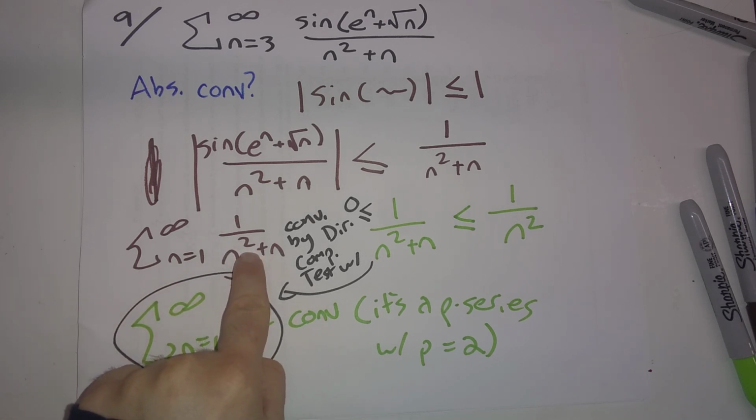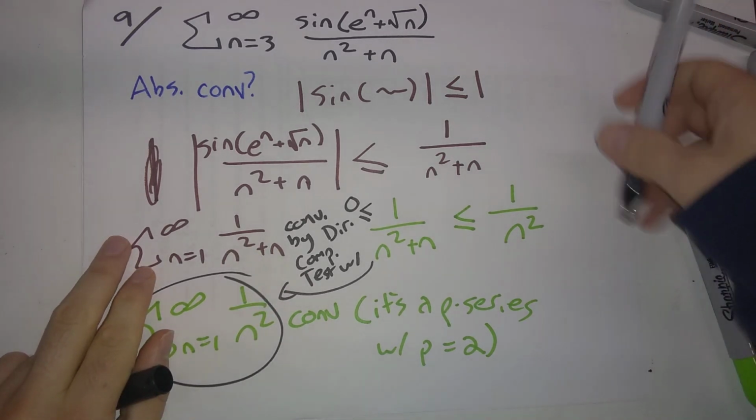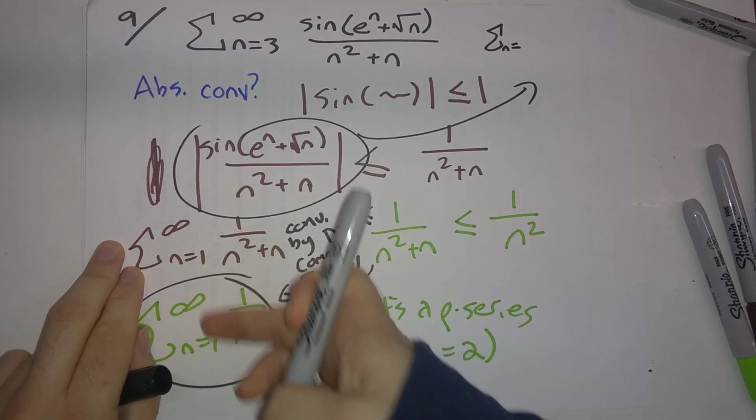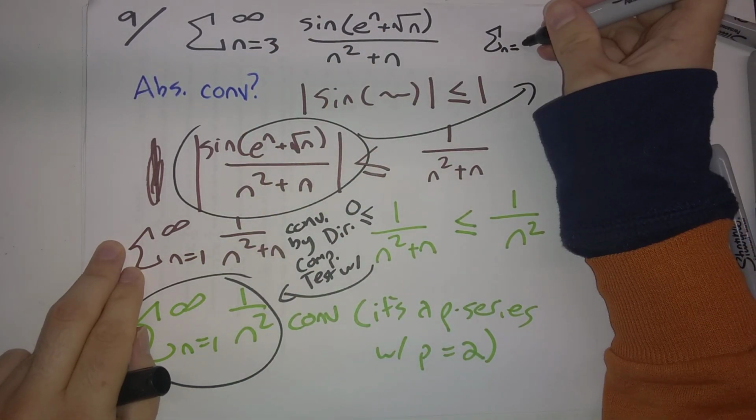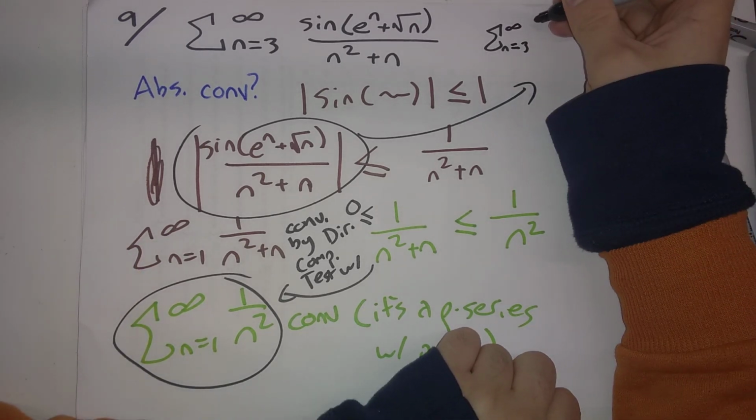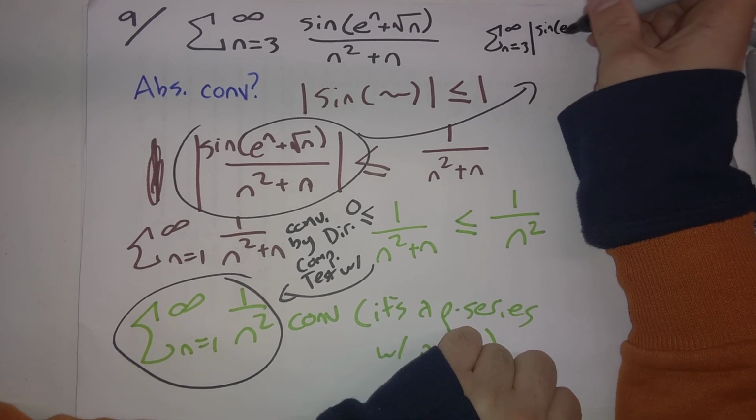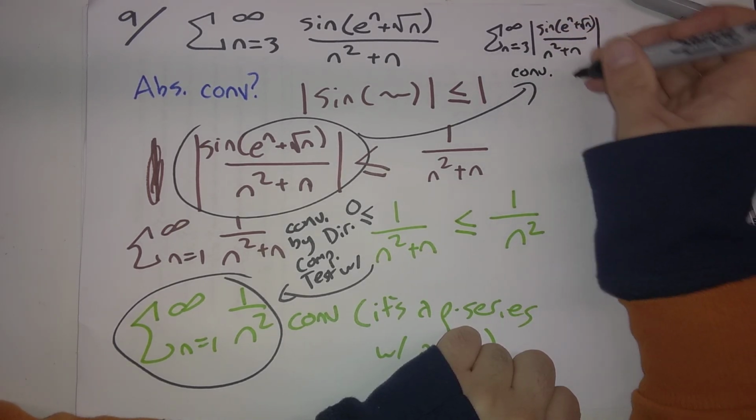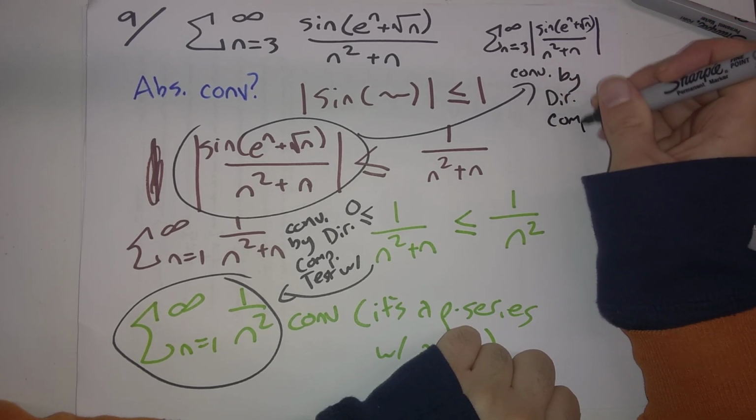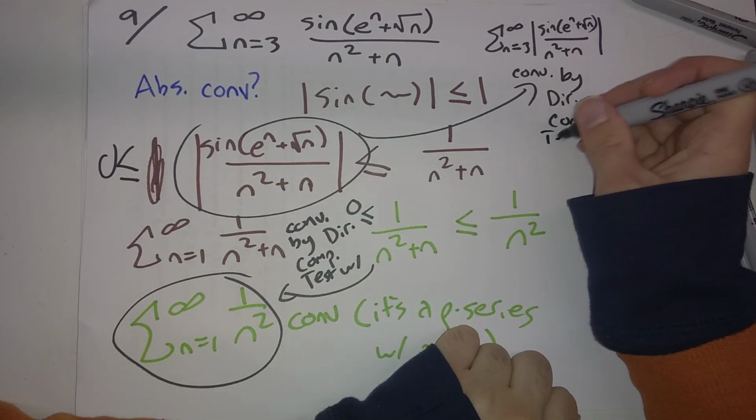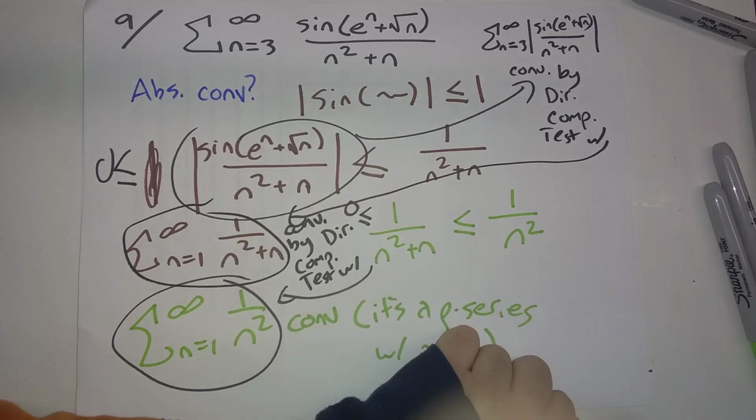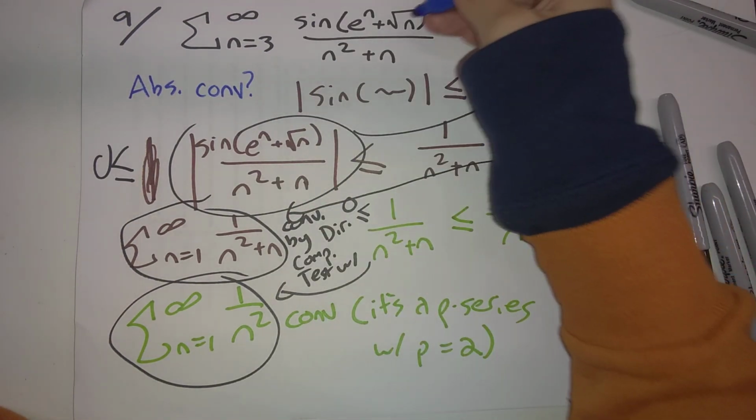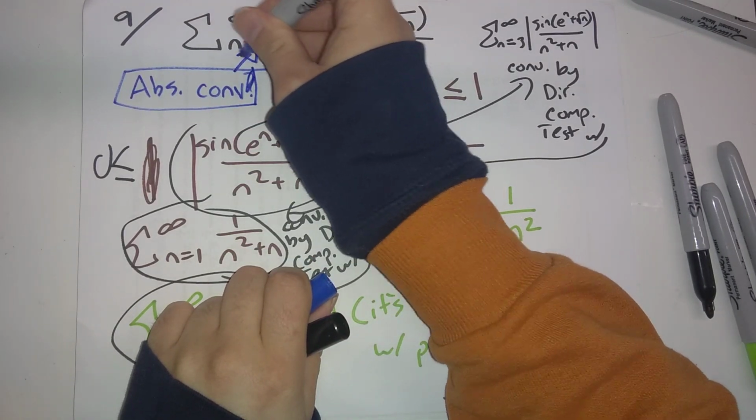Okay, so because this series converges, now we know that this series, the sum from n equals 3, note that I was messing around here with 3, 1, 1. The exact starting place of my series doesn't really matter. Another red herring in the problem. Sine of e to the n plus square root n, divided by n squared plus n. I know that this converges by direct comparison test with this series right here. And so when I slap on the absolute value bars, that means my original series absolutely converges.